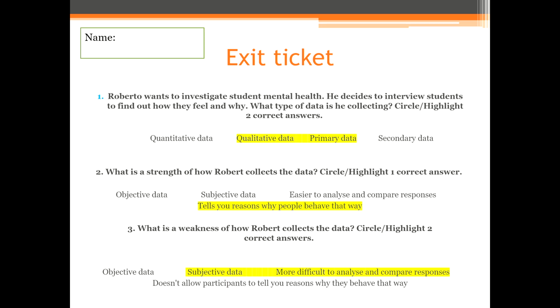And then the final one, a weakness of how Robert collects the data, so he's collecting qualitative data, is that it is more difficult to compare and analyse the responses because of that subjectivity that we've mentioned before. And so I hope that was helpful. In fact, what I might do is just show you some of those questions that we did in class, and let's just see if there's any secondary ones on here.